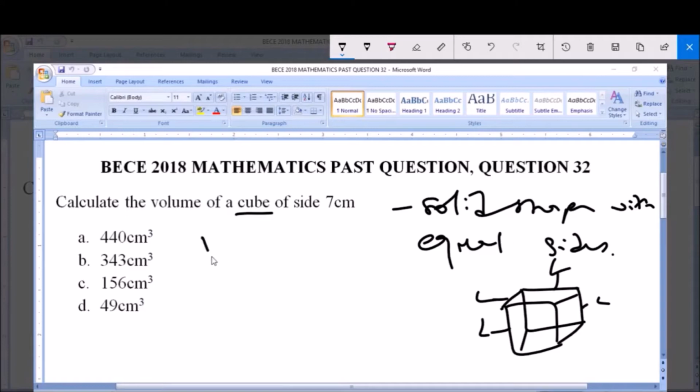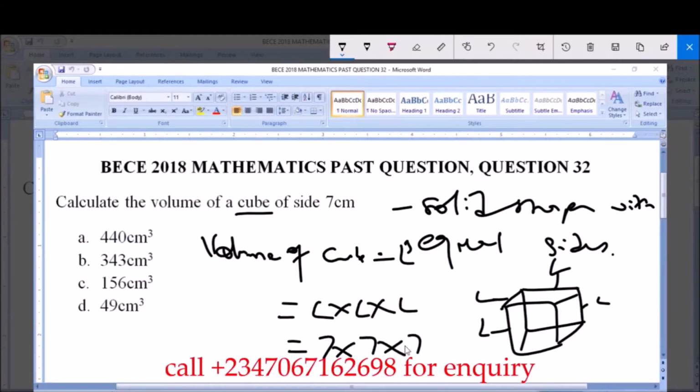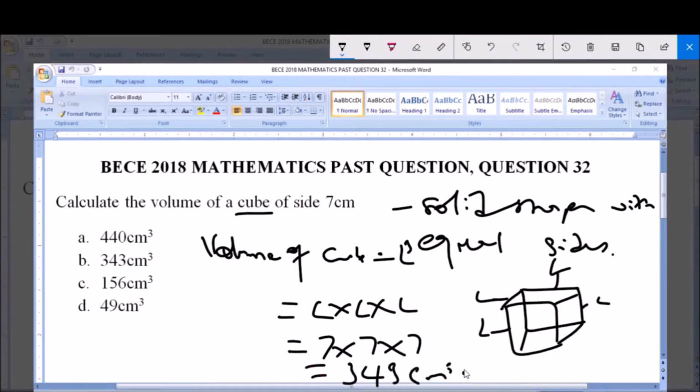Now, the formula for calculating the volume of a cube is equal to L cubed. That is L raised to the power of 3, because all sides are equal. So this means L times L times L. And this is equal to 7 times 7 times 7, and this will give us 343 cm cubed.